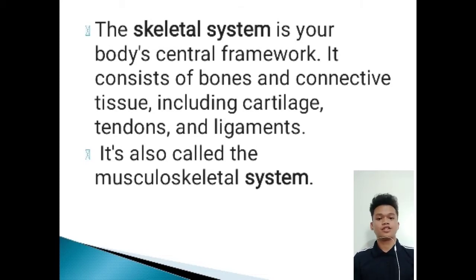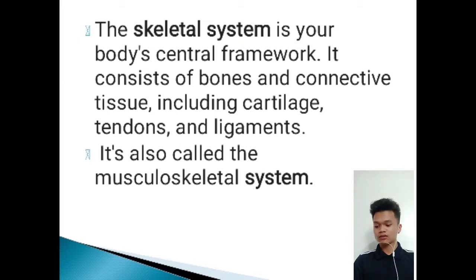The skeletal system is your body's central framework. It consists of bones and connective tissue, including cartilage, tendons, and ligaments. It is also called the musculoskeletal system. Cartilage is a firm tissue but is softer than bone.